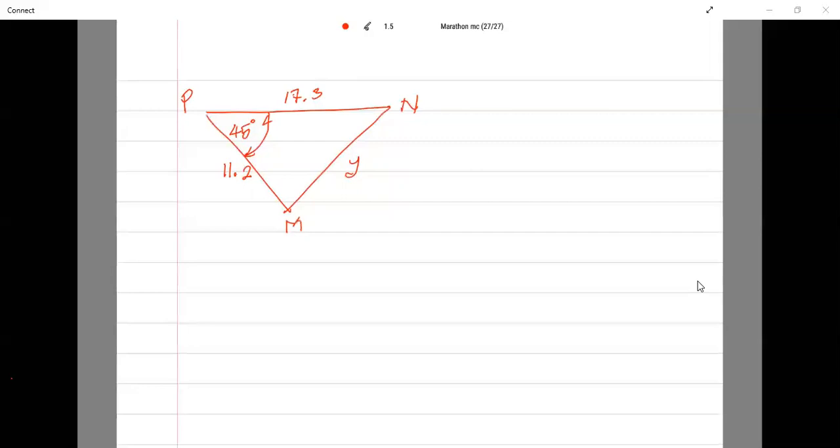Now, I just need one person to tell me. If I have two sides of a non-right angle triangle, and the inclusive angle, and I wish to find the length of the third side, what must I use? Cosine. I'm going to use the cosine rule, which says that A squared is equal to B squared plus C squared minus 2BC cosine A. That's the formula.